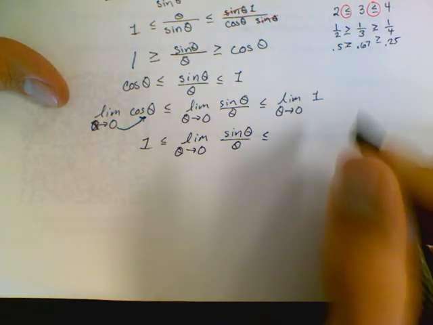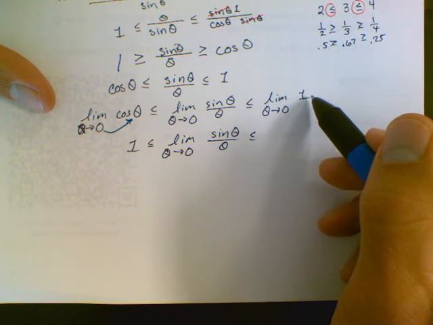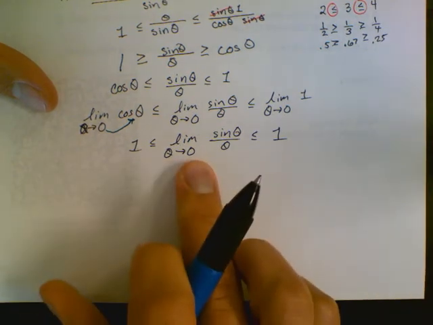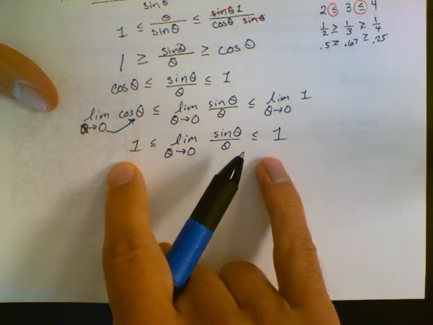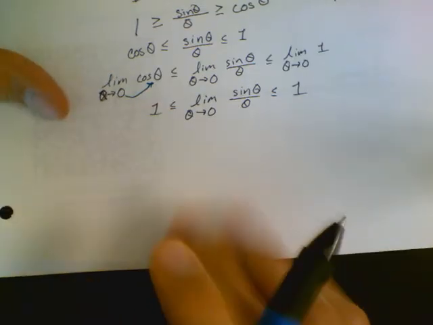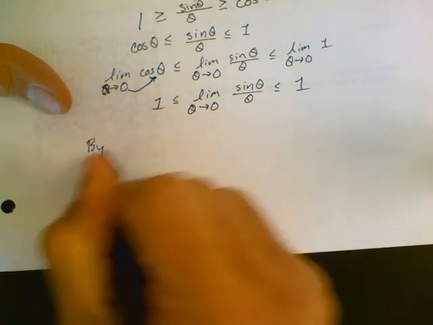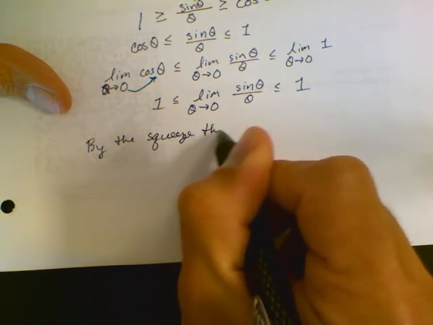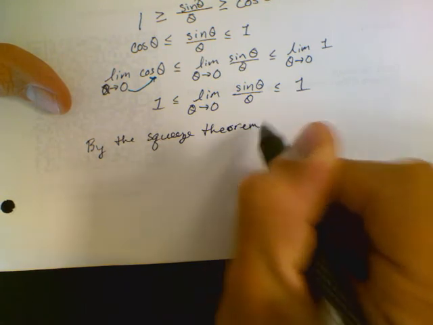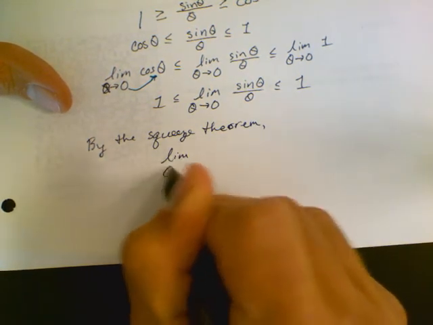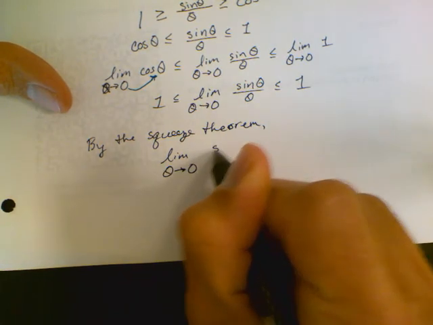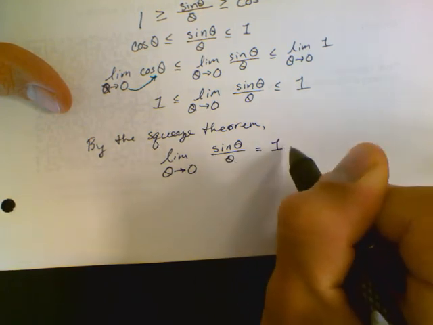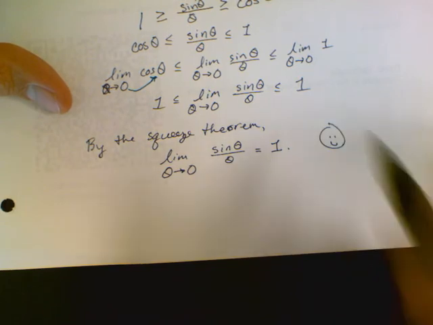And then if I substitute 0 into this, well, it's a constant function. It's always 1. So if this limit is between the values 1 and 1, then this limit must be 1. So by the Squeeze theorem, the limit as theta approaches 0 of sine theta over theta must equal 1. And that is worth smiling about.